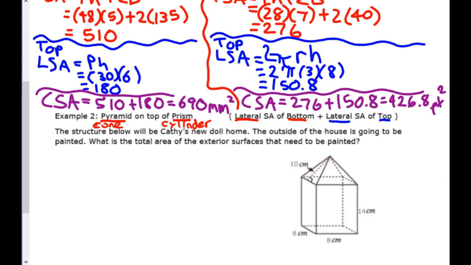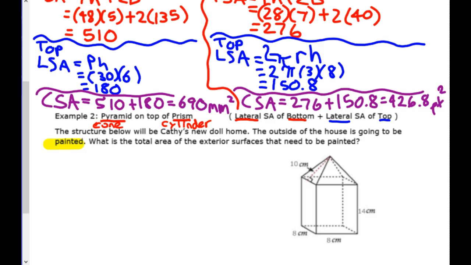In the situation in which we are going to be doing what? So there's a very key word that we're going to look at right here. Ready? Is everyone looking? The structure below will be Kathy's new doll home. Outside the house is going to be what? Painted. Painted, painted. Okay?